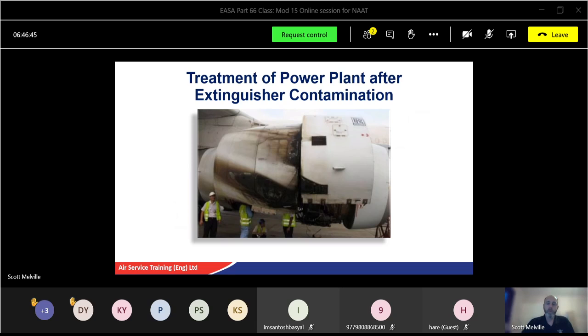So that's extinguishers. Okay. And we're going to look at treatment of what to do if you've used an extinguisher or the aircraft's used an extinguisher and that sort of thing. So treatment of a power plant engine after extinguisher contamination. So the engine's had a fire, the extinguisher's been discharged. So what are we going to do now? Okay.